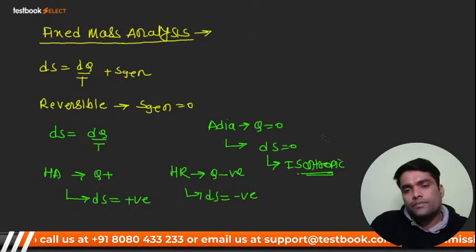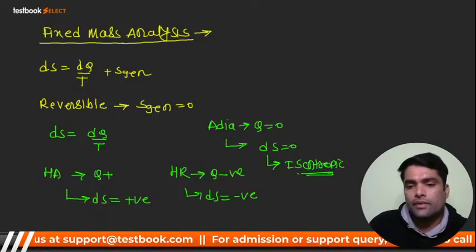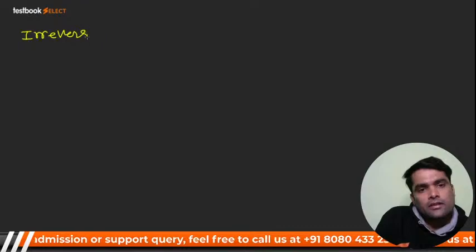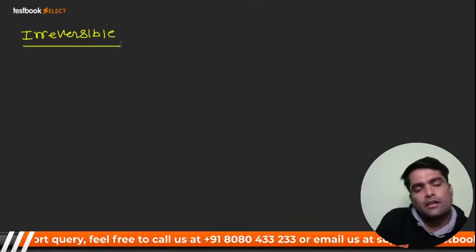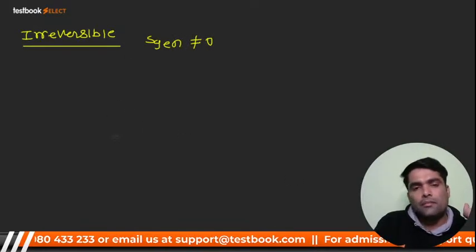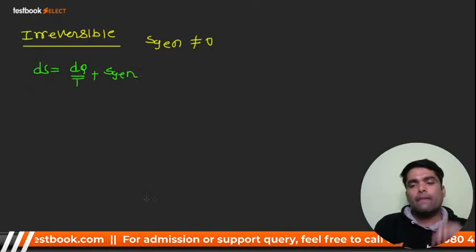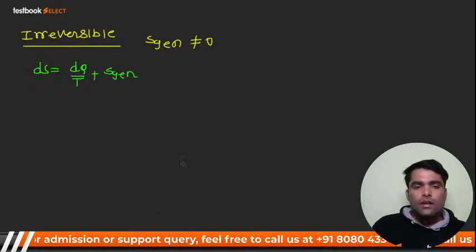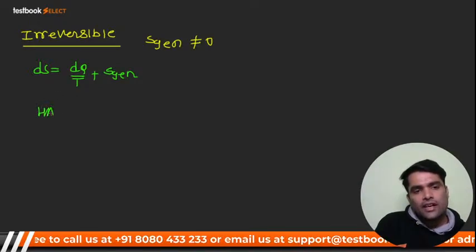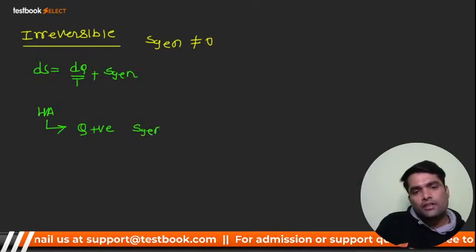My dear, if I talk about irreversible, I'll go in the next slide. For the irreversible process, I have told you that entropy generation is not going to be 0. That means my entropy equation will become ds is equal to dq by t plus entropy generation. Yes or no, bacha party? Of course it should be. So if I do the heat addition, your q is going to be positive, right? And your entropy generation is always positive or 0.